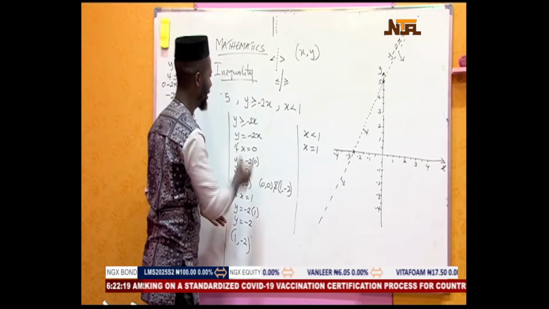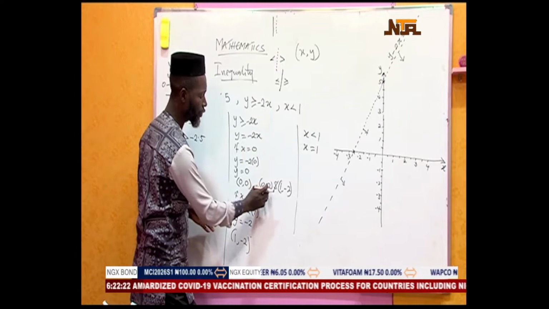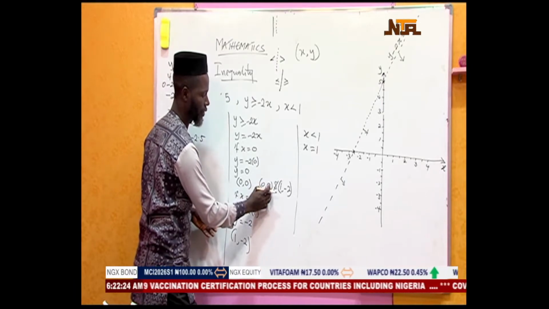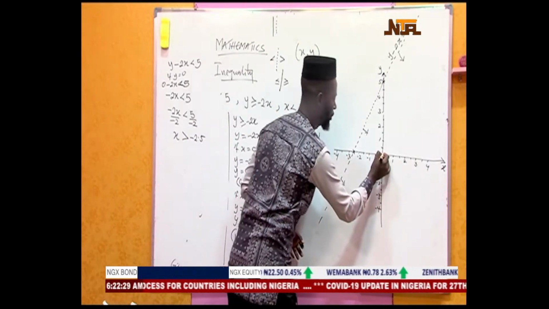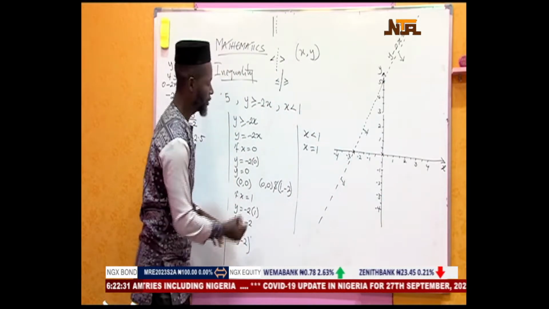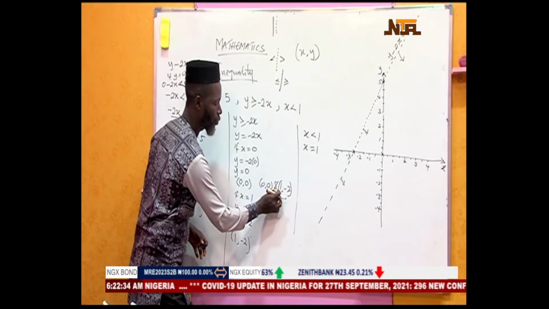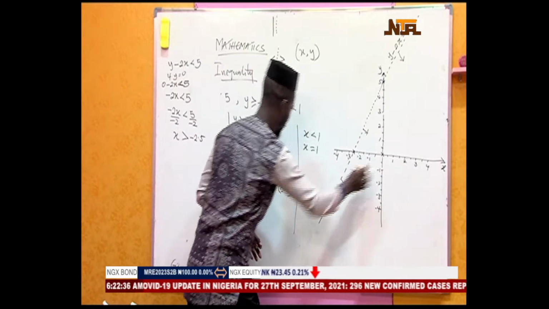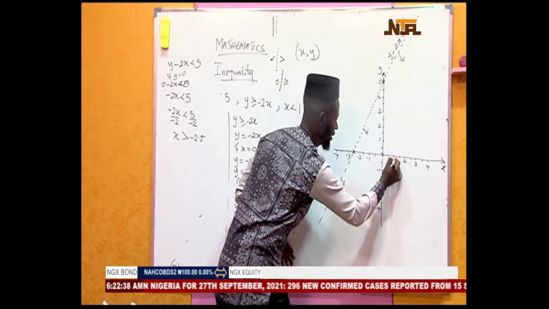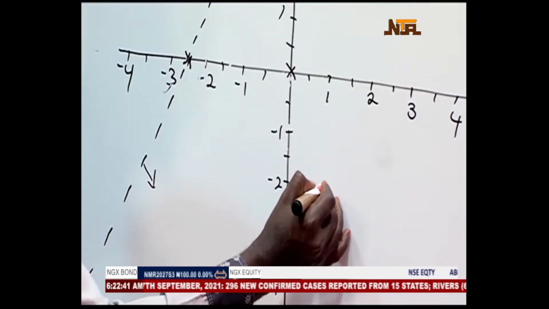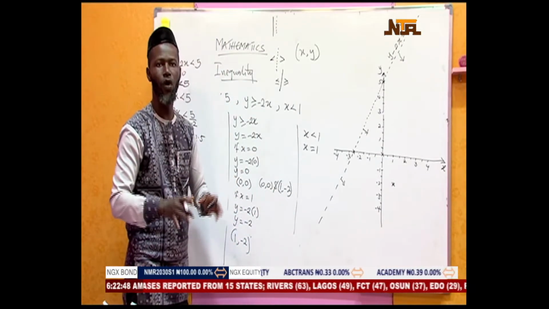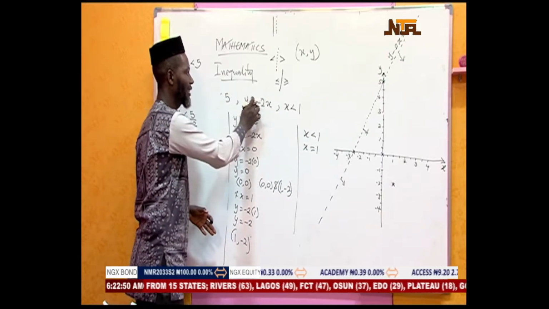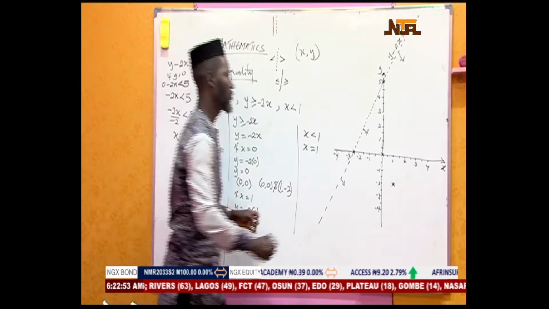Now let's go back to the second one, which is this one. For the first coordinates of this one is 0, 0. When x is equal to 0, y is equal to 0, which is this. That is the origin. And the second one is when x is equal to 1, y is equal to minus 2. So this is it. Now, we are going to join the line together. Is it going to be a thick line or dotted line? Because we have greater than or equal to, then we use a thick line. So use your ruler.